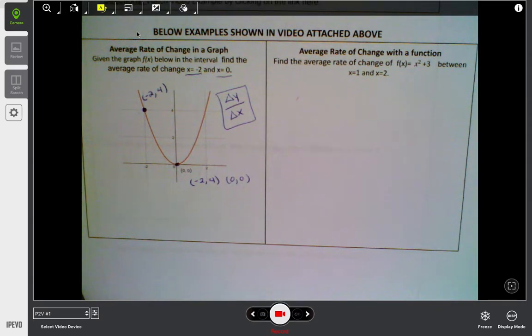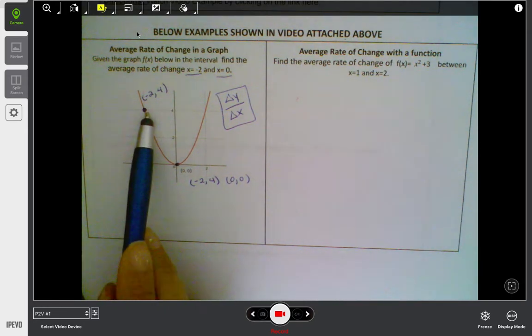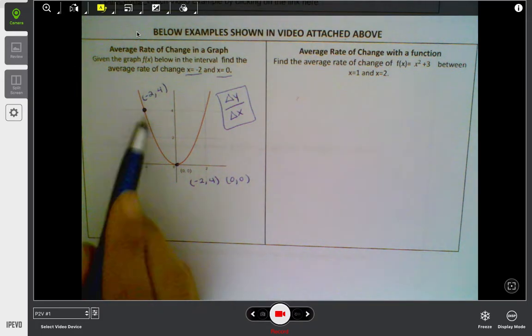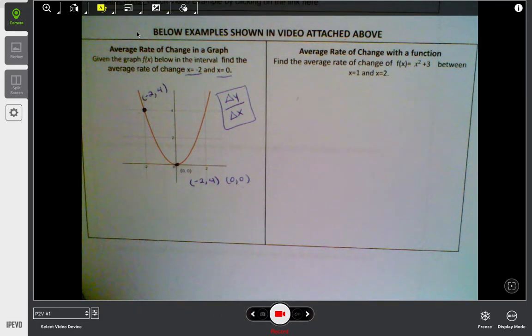One thing I want to point out is that this graph doesn't have actual units like feet, meters, or anything like that. This is actually a very general type of function. It doesn't have units is what I'm trying to say. So we don't have to worry about units for this.